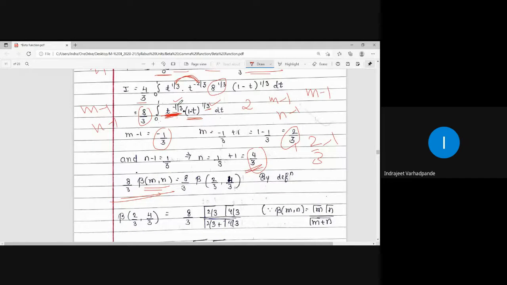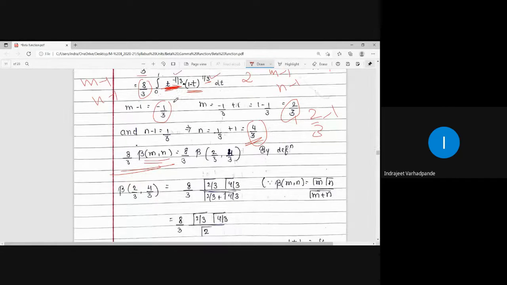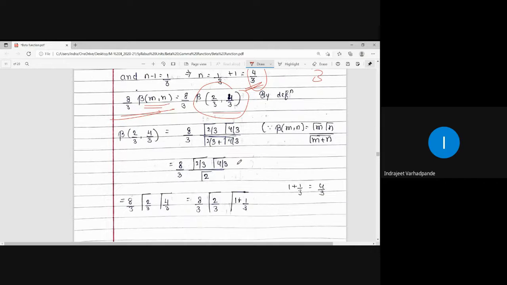This is by definition. As I told you, we are trying to express it as m minus 1 and n minus 1. Now how to simplify this? The only result available with us between the beta function and the gamma function is beta mn is equal to gamma m into gamma n upon gamma m plus n. So whenever you have this property, add m and n together: 2 by 3 plus 4 by 3 is 6 by 3, which is gamma 2.